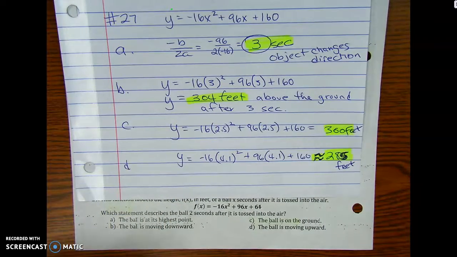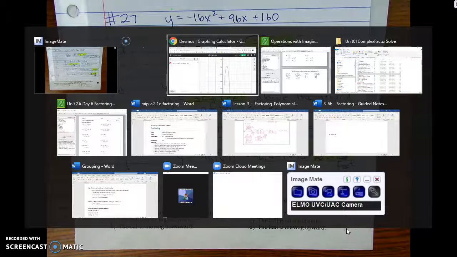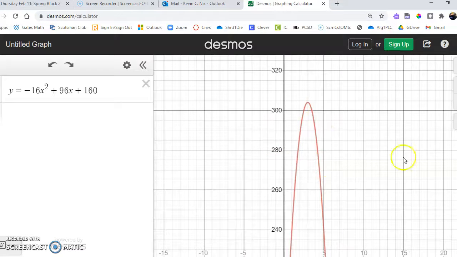Now, real quick, I want to show you what this looks like in Desmos, okay? Here's something really cool. So I graphed the function. Here it is. There's my vertex. After 3 seconds, the maximum height is 304 feet.